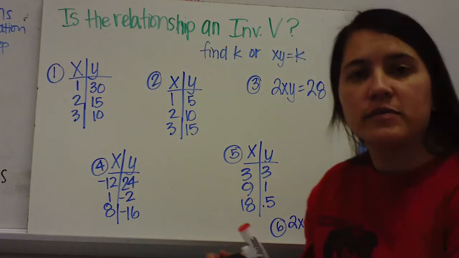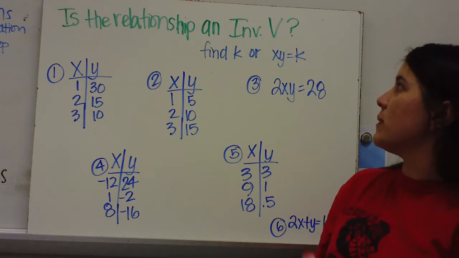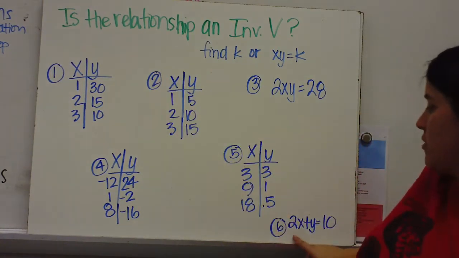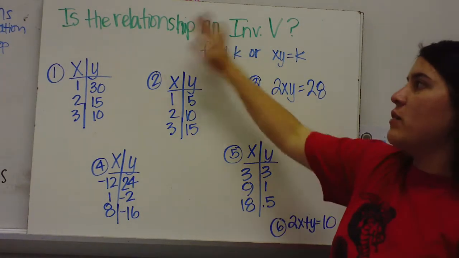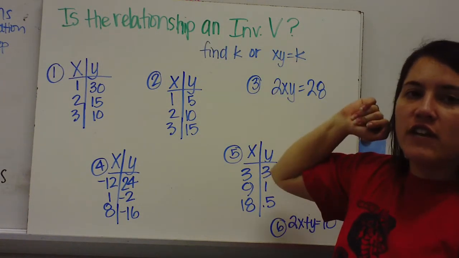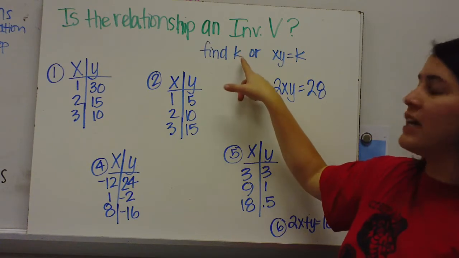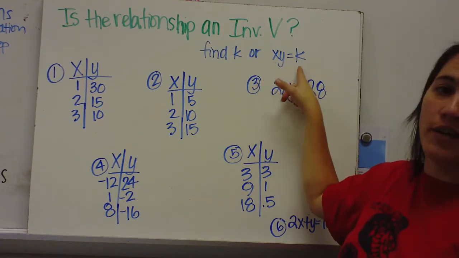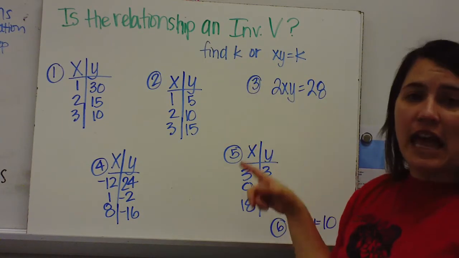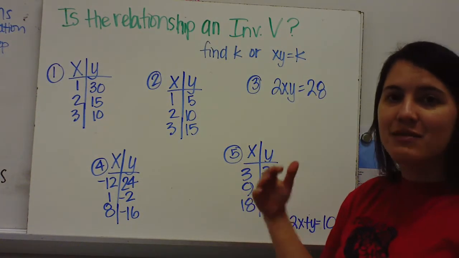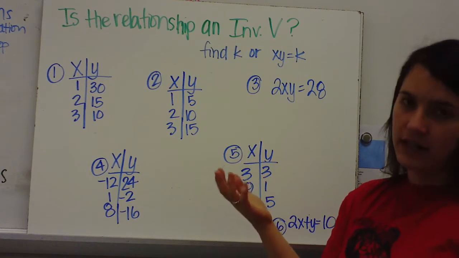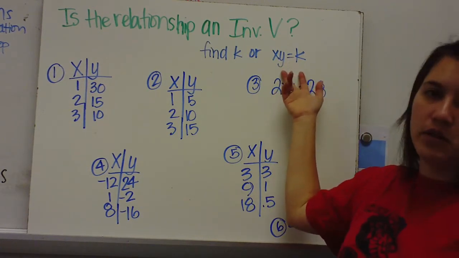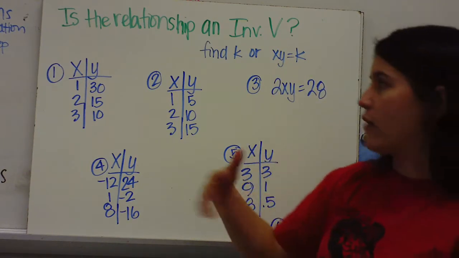Here are some problems. Is the relationship an inverse variation? And so you see 6 problems. What we need to do is decide if it's an inverse variation. If it is, then we will be able to find k, or we will be able to write it as xy equals k. To find k, there's a couple of different ways, but k has to be the same for each pair of points, for each x and y. We have to make sure we have the same k. Probably multiplying is the easiest, but I'll show you both.